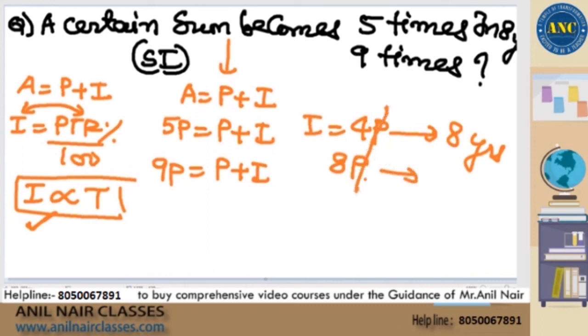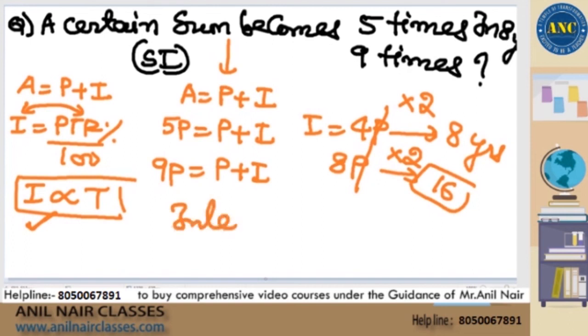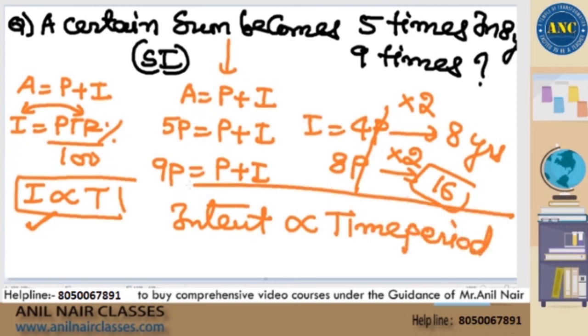Most of the students will make a mistake here. They will take 9 by 5 into 8, which is wrong. Interest, please write down this point, sir. Interest is proportional to time period.